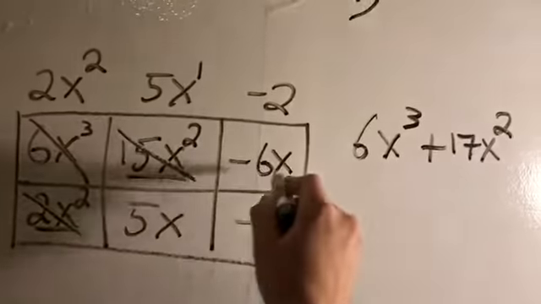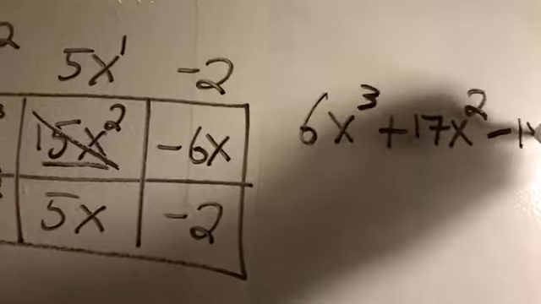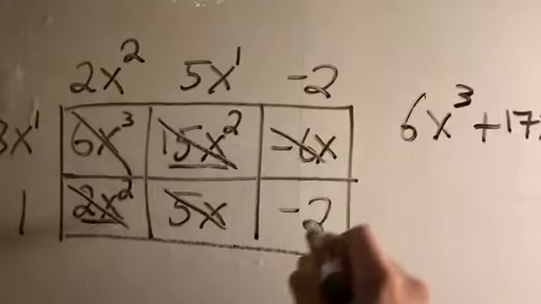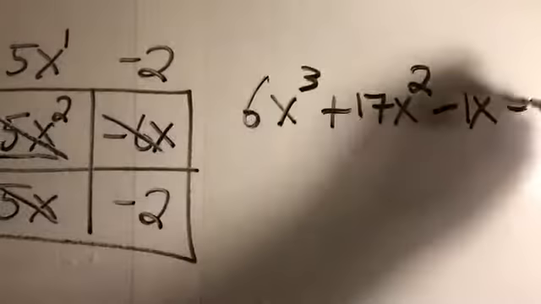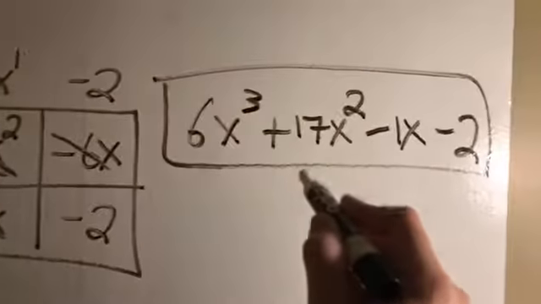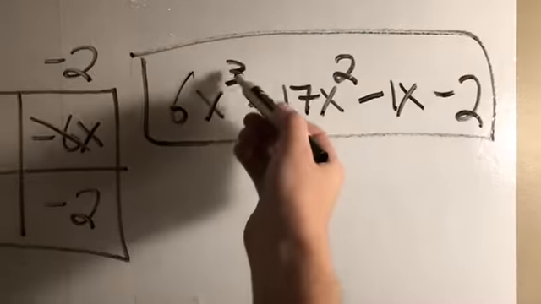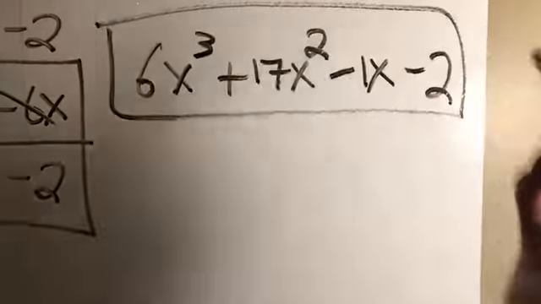I see a regular x and a regular x. 5x minus 6x is negative 1x. And then negative 2 is the only regular number in the problem. So the negative 2 comes at the end and we are done, because we have no more like terms. That's the only x to the third. It's the only x squared. The only regular x. The only regular number.